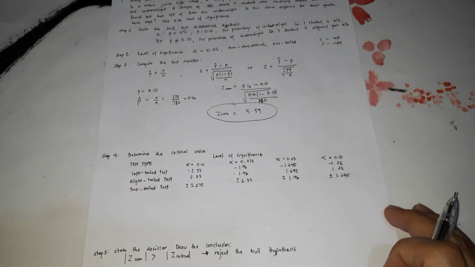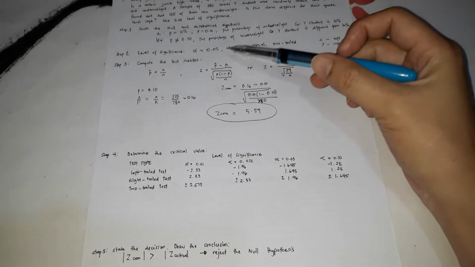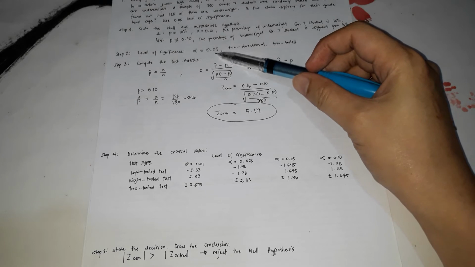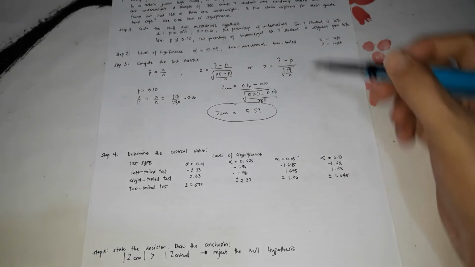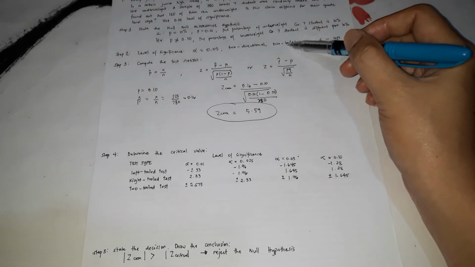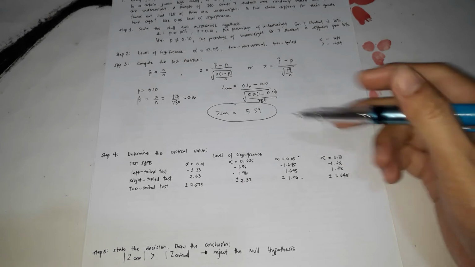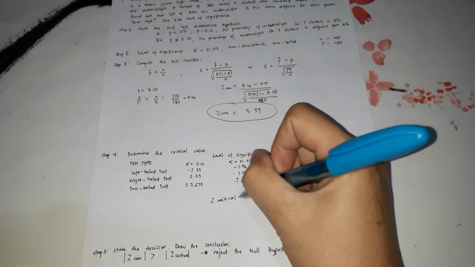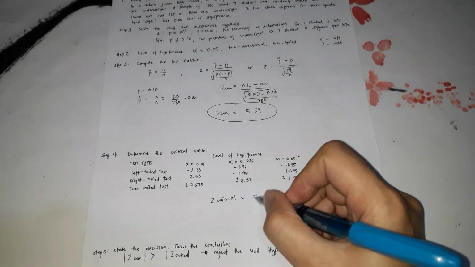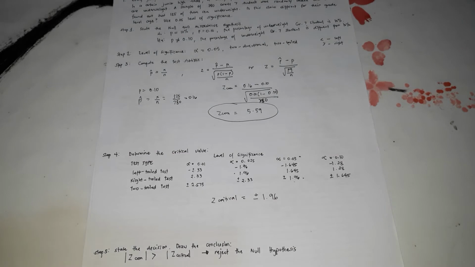Next, for step 4, we're going to determine the critical value. Based on our step 2, the level of significance is 0.05, and it's two-tailed. So the z critical is equal to plus or minus 1.96. That's for step 4.